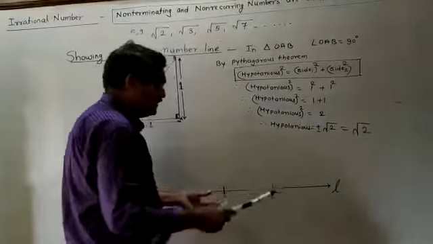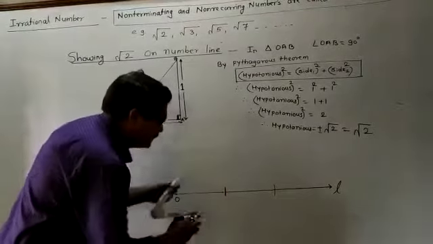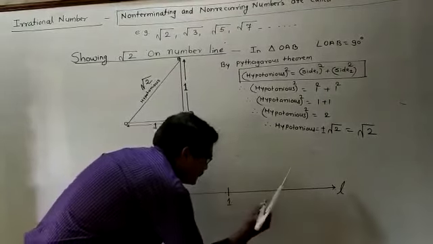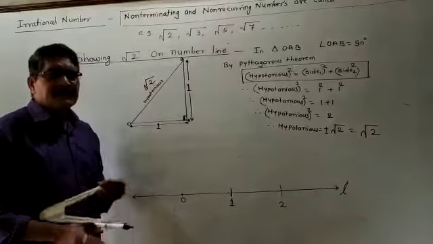This will come 1 unit. This will come 2 unit. So I will write like this. This is the 1 unit. I will write this as 1. This as 2. And you have to take the vertical distance as 1 unit.